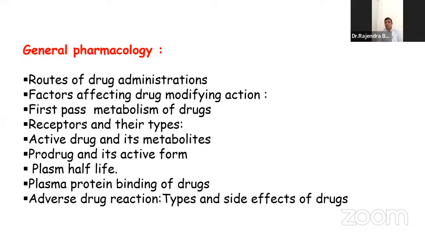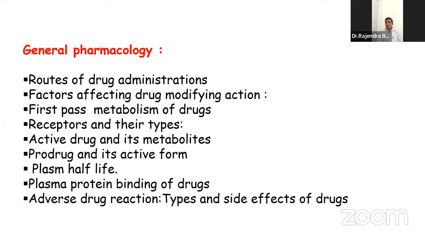After that, we'll also discuss some questions, the types of questions which will be asked in the drug inspector exam, and which questions were asked in previous exams. Let us start from general pharmacology. We are going to start from the very ground level, that is the routes of drug administration. In last year's question papers, there were one or two questions on this topic.